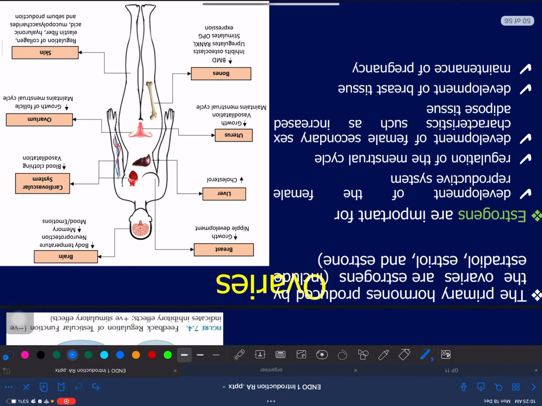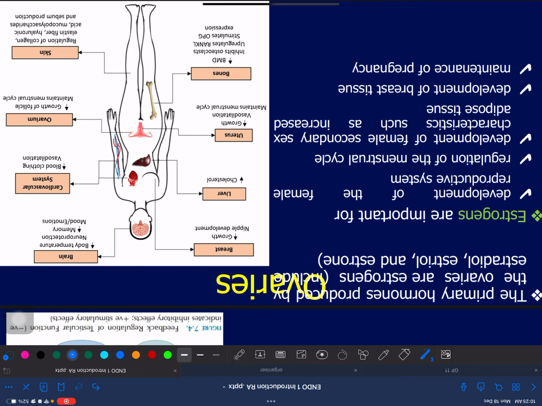Okay, so estrogen is the primary hormone from the ovaries. These are the effects of the ovary on the body of the female. And there's another hormone, progesterone, which contributes to regulation of the menstrual cycle and preparing for pregnancy. This is the function of progesterone.